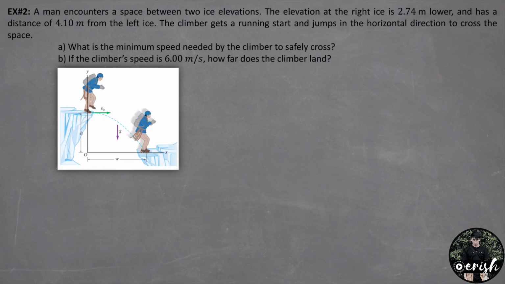The climber gets a running start and jumps in the horizontal direction to cross the space. Letter A: What is the minimum speed needed by the climber to safely cross? And letter B: if the climber's speed is 6 meters per second, how far does the climber land?